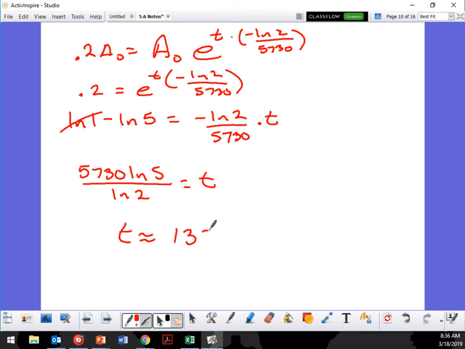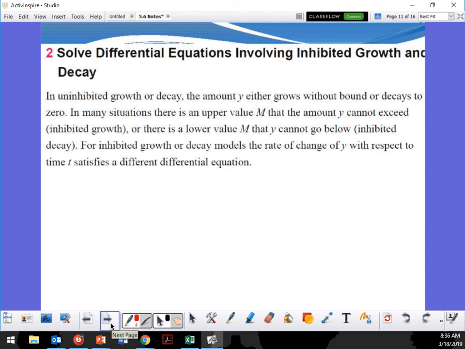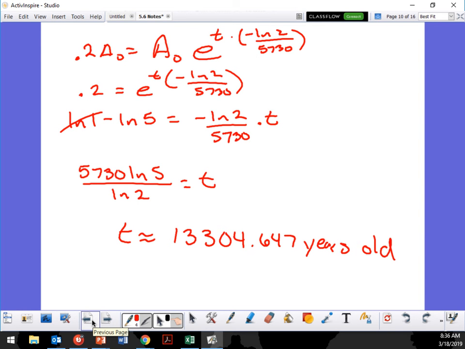13,304.06. And what does that actually represent? How many years? Years ago, isn't it? Years old. How long ago did it die? So that's how old the skull is.